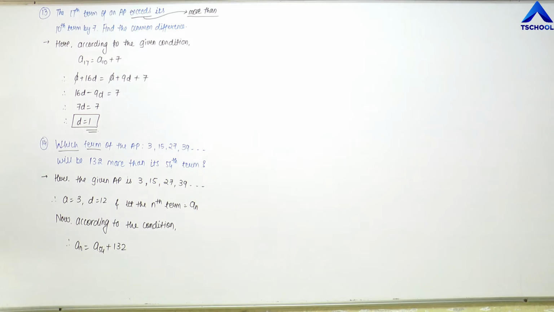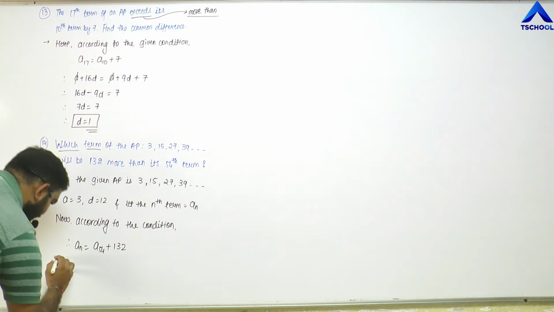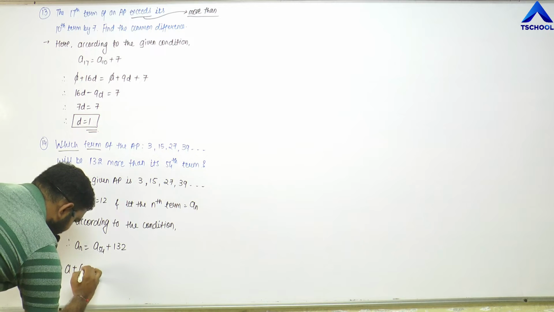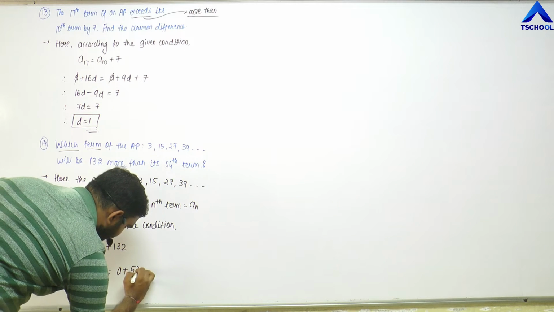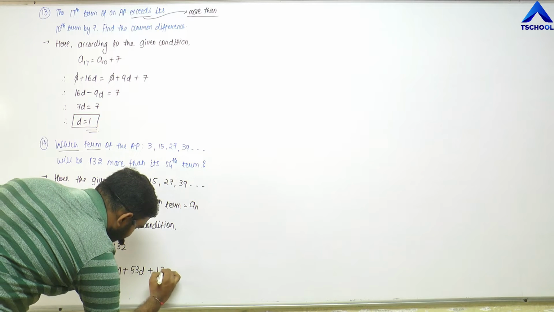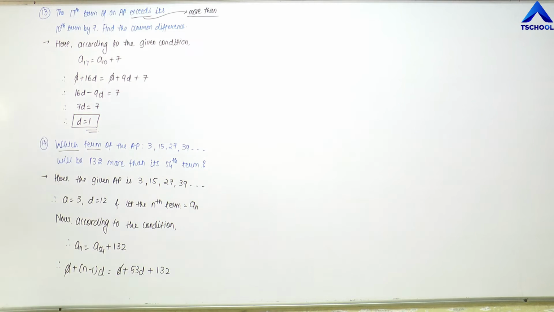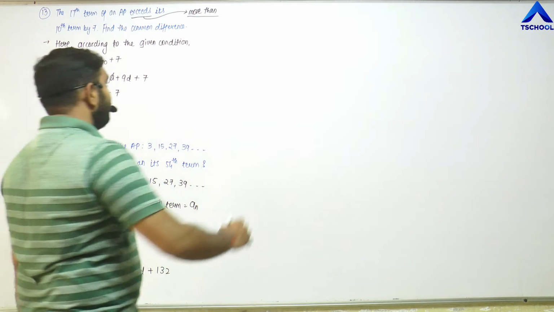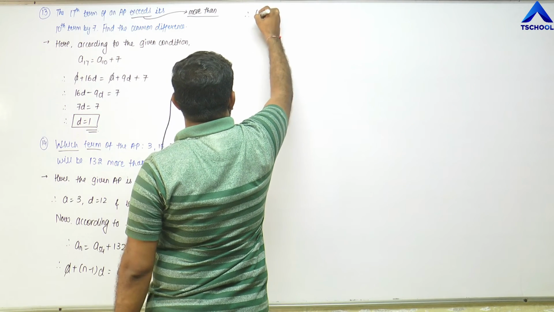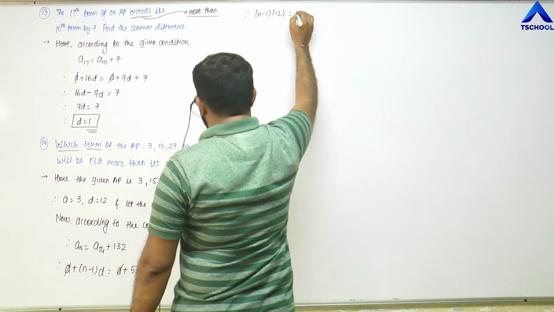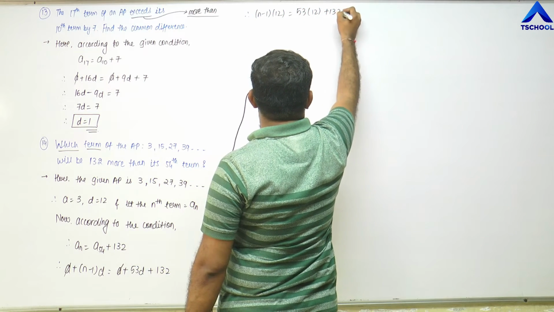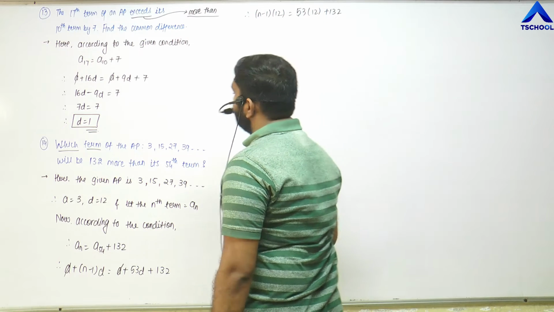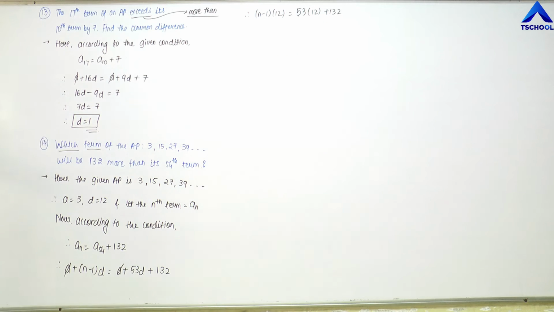Now let us find the value of n here. Putting the formulas here, that gives me a plus n minus 1 into d, equal to a plus 53d plus 132. So you can simply cancel out this a and a, and put the value of d here. Therefore n minus 1 into 12 is equal to 53 into 12 plus 132, right? So 53 into 12, what is 53 into 12?